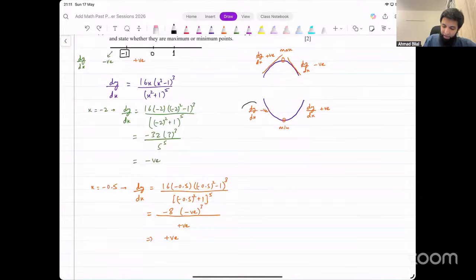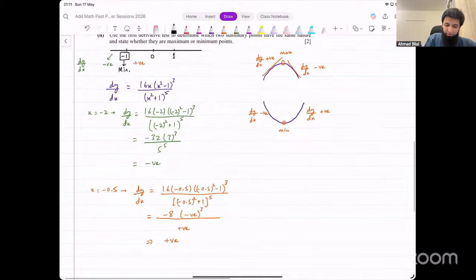On the left side, we have negative gradient. On the right side, we have positive gradient. That's a minimum point. So this point is a minimum. We figured that out.